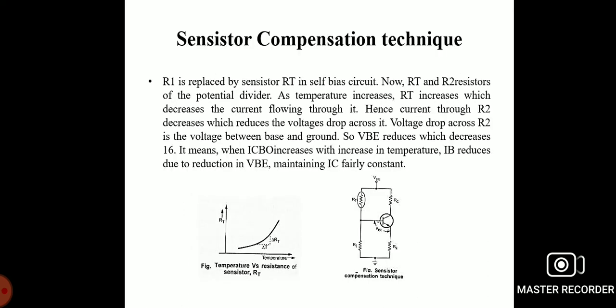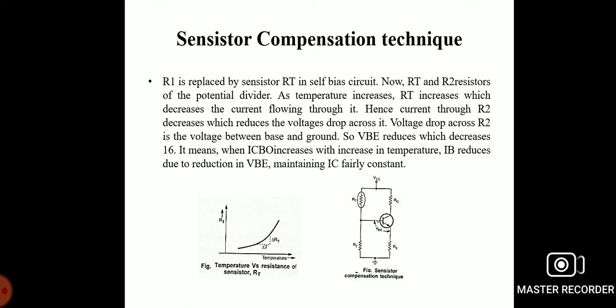Now we can move to the sensistor compensation. Here R1 is replaced by a sensistor. Now the sensistor resistance and R2 form the potential divider. As the temperature increases, the sensistor resistance increases, which decreases the current flowing through it. Hence the current through R2 decreases, with reduced voltage drop across it. The voltage drop across R2 is the voltage between the base and ground. So the base-emitter voltage is reduced.